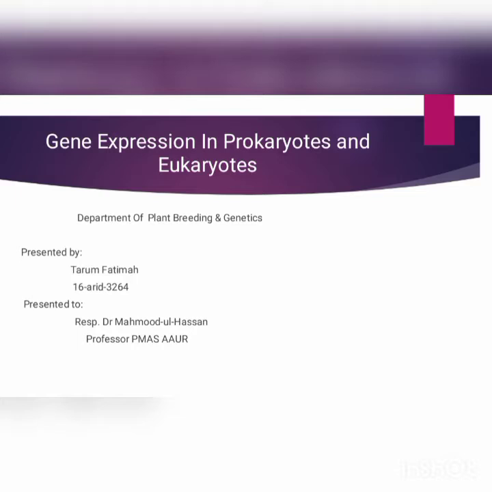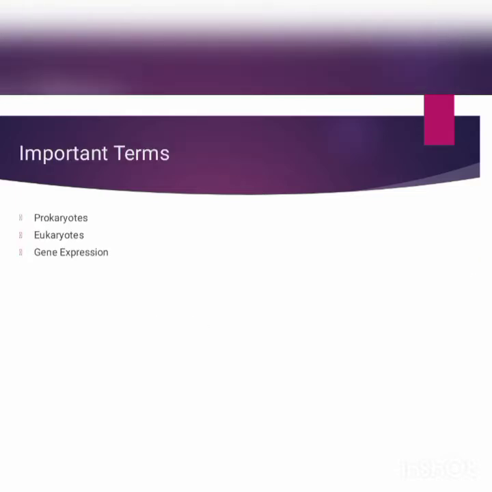To have a complete understanding of this topic, we have to understand some important terms which are prokaryotes, eukaryotes, and gene expression. So, what are prokaryotes? Prokaryotes are those organisms which do not have a well-defined nucleus and membrane-bounded organelles in their cell, whereas eukaryotes are those organisms which have a well-defined nucleus and membrane-bound organelles in it.